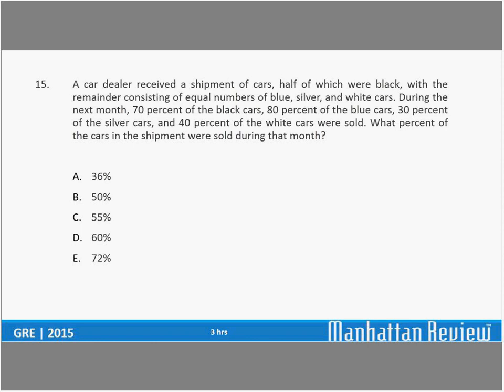A dealer received a shipment of cars, half of which were black, with the remainder consisting of an equal number of blue, silver, and white cars. So we understood 50% are black and 50% are of 3 different colors. Of the total number of cars, exactly 50% are black, and the remaining 50% is further segregated into three different colors: blue, silver, white.